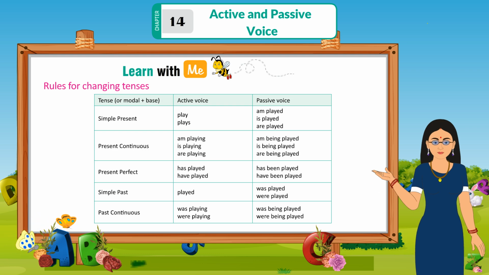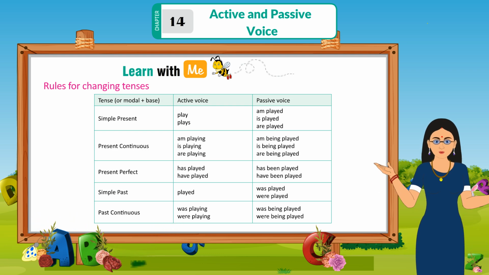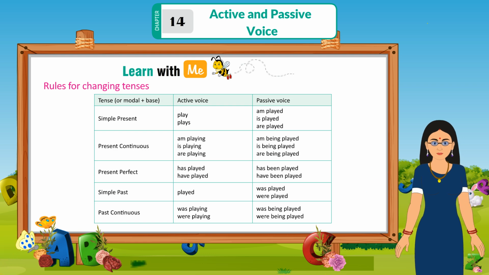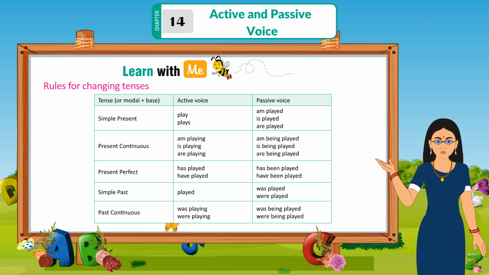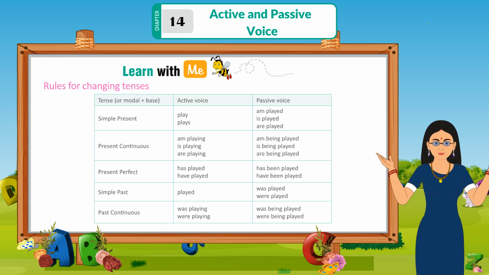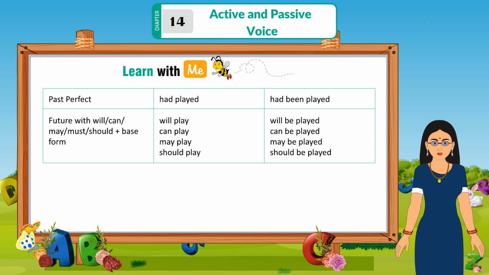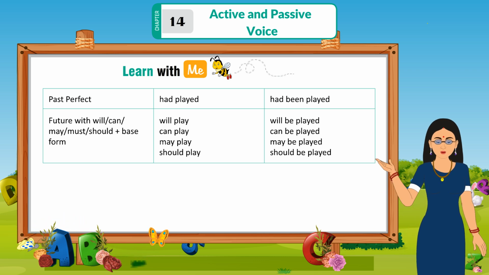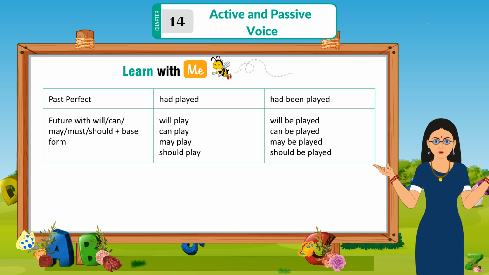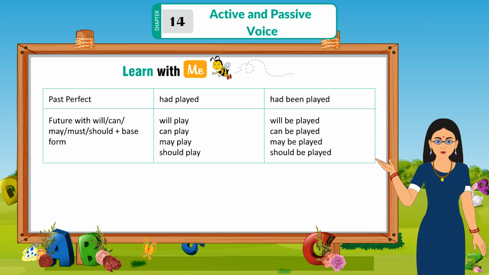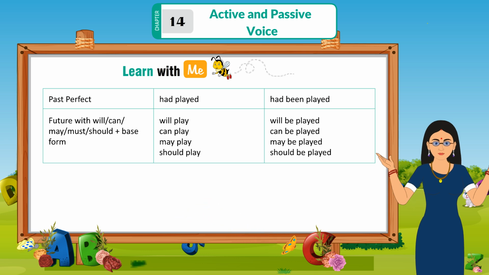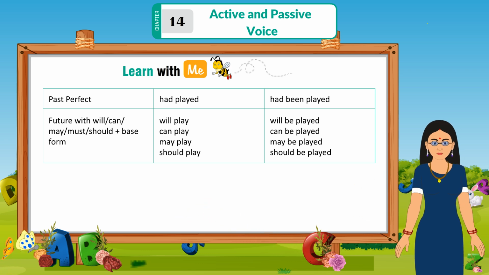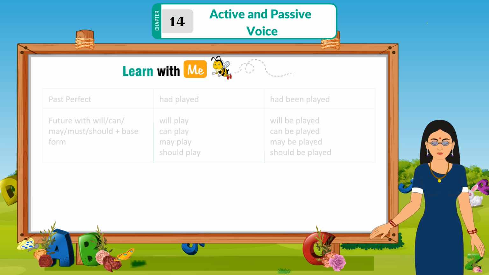Simple past, played. Was played, were played. Past continuous. Was playing, were playing. Was being played, were being played. Past perfect. Had played, had been played. Future with will, can, may, must, should plus base form. Will play, can play. May play, should play. Will be played, can be played, may be played, should be played.